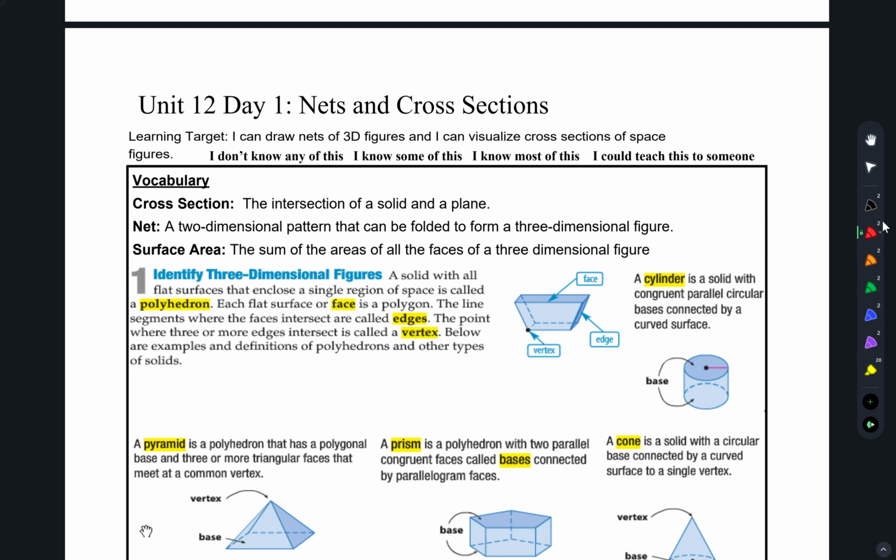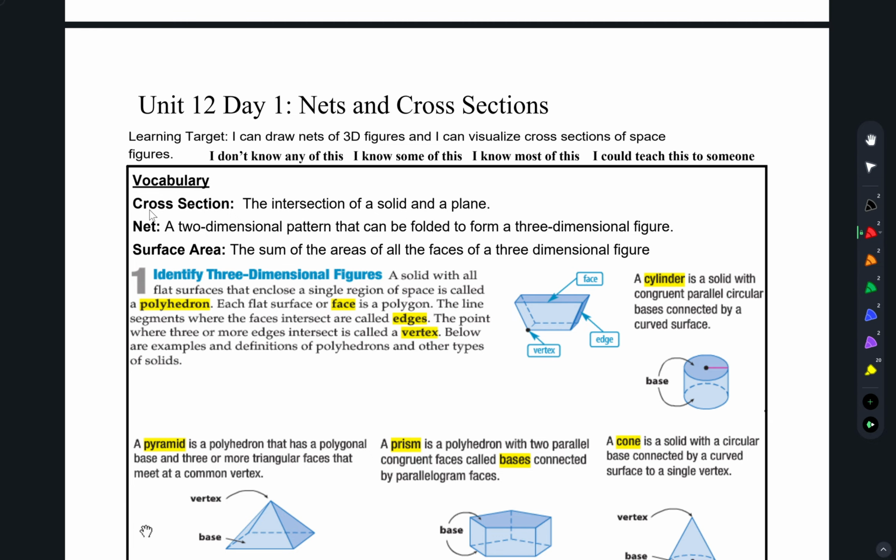First day, it's kind of just a big vocab day. We're going to learn a few different vocab terms, and we're going to learn about our three-dimensional shapes. I'll break out some props tomorrow so you can really take a look at those three-dimensional shapes. But for today, our first vocab word is a cross-section.